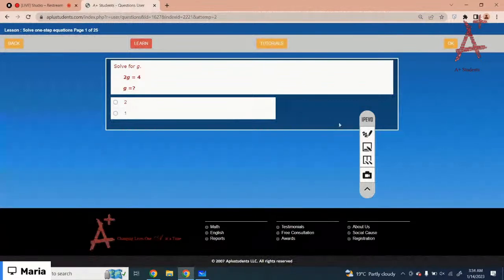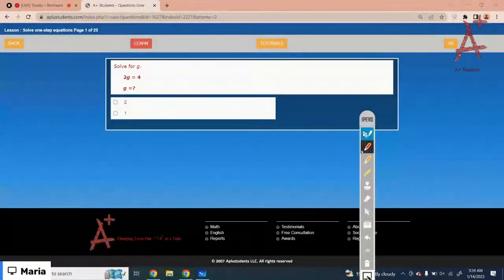Okay, the first example is 2g equals 4. So you have to find the value of g. You have to solve this equation for g. 2 is multiplying g, so you have to do the inverse operation. Opposite to multiplication is division. Inverse of the multiplication is division. Divide both sides by 2.